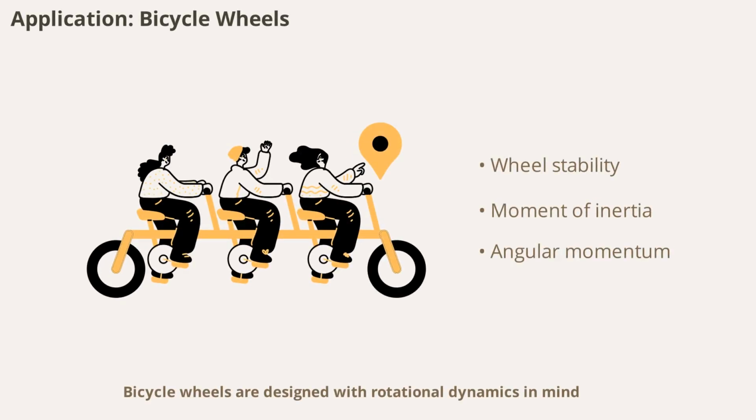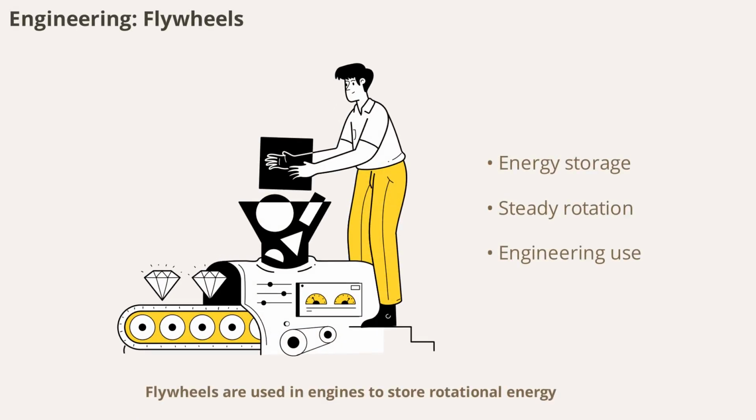Bicycle wheels are designed with rotational dynamics in mind. Their mass is distributed along the rim, increasing the moment of inertia and providing stability during motion. The conservation of angular momentum helps keep the bicycle upright, especially at higher speeds. Flywheels are used in engines to store rotational energy.